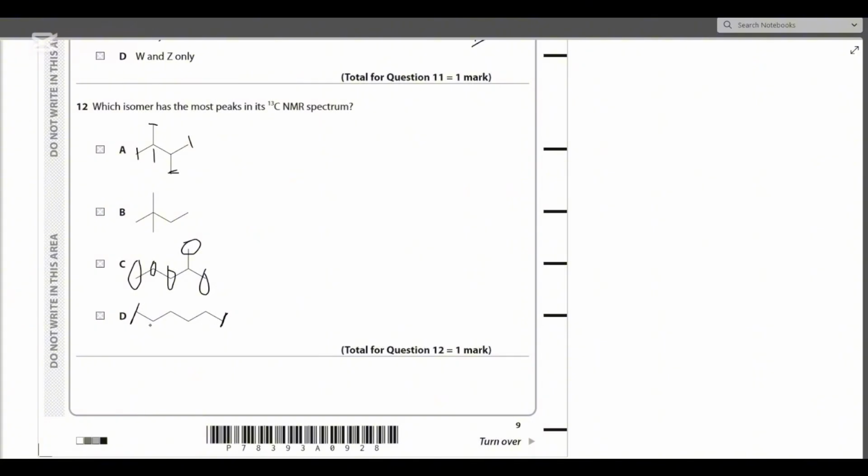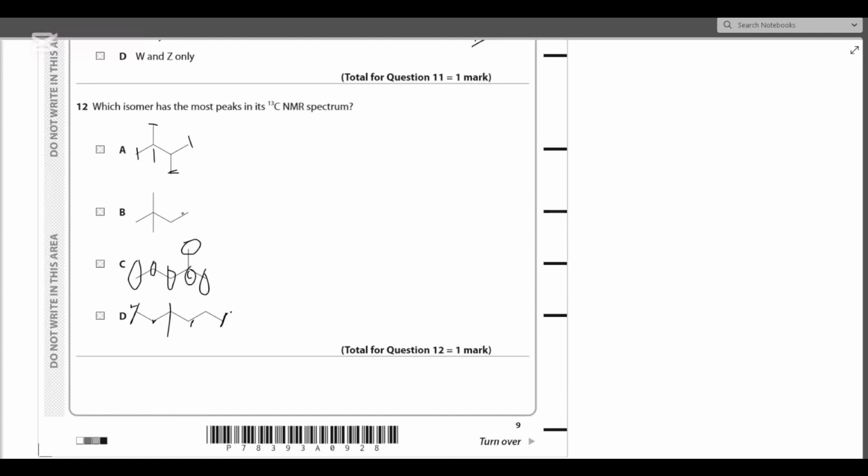One and one is same. This one and this one is same in the case of B. This one and this one same. And if I talk about this one, so we have three here, and here we have one, two, three, four, five environments, five different environments. If I talk about this one, then we have six.